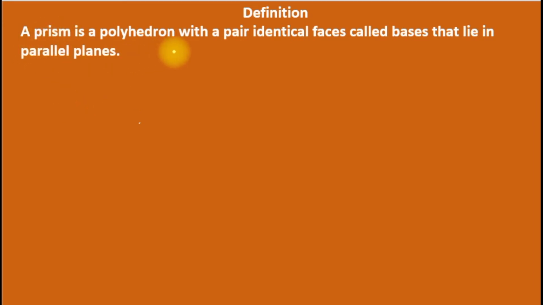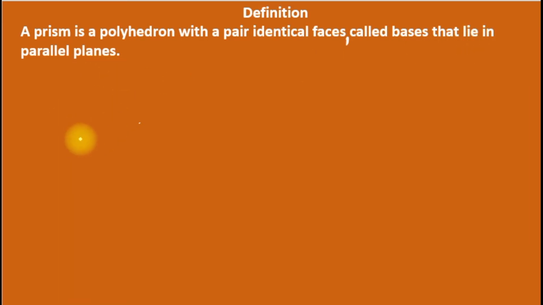A prism is a polyhedron with a pair of identical faces called bases that lie in parallel planes. The key words here are polyhedron and identical faces. That's the major thing here. And it must lie in parallel planes.